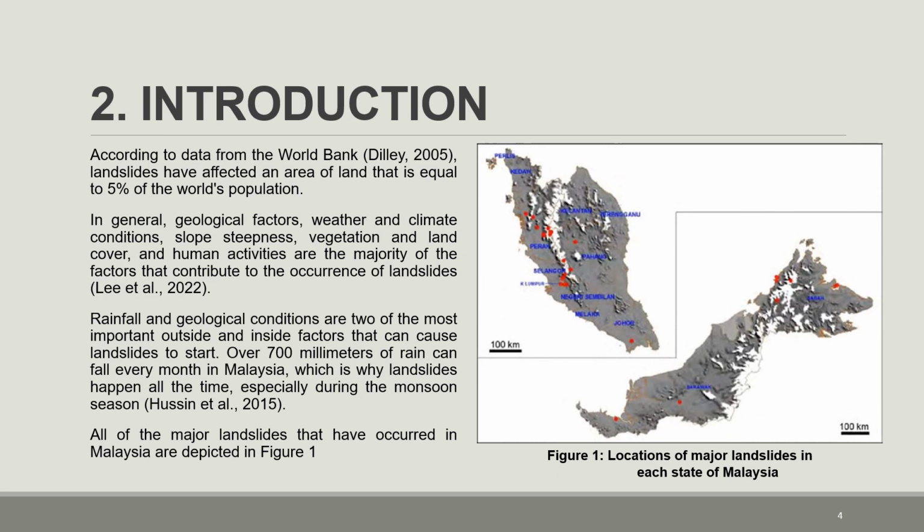Rainfall and geological conditions are two of the most important outside and inside factors that can cause landslides to start. Over 700 millimeters of rain can fall every month in Malaysia, which is why landslides happen all the time, especially during the monsoon season. All the major landslides that have occurred in Malaysia are depicted in Figure 1.